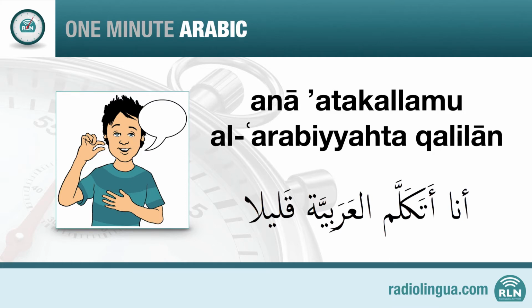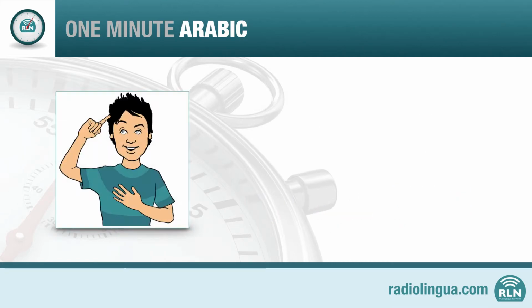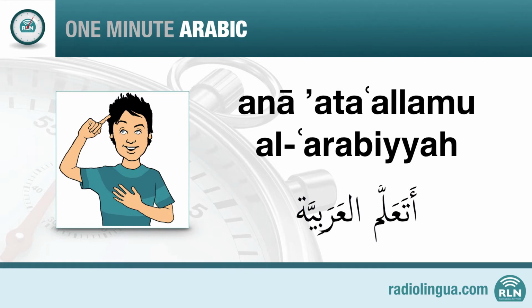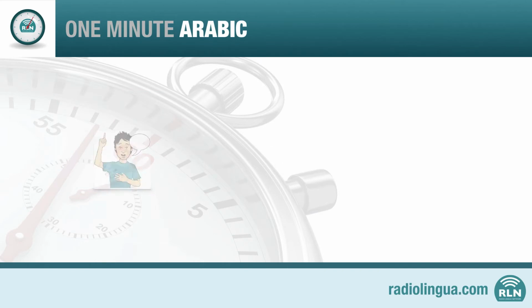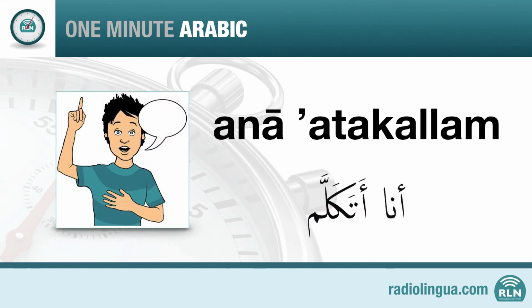Today we're going to learn how to say I'm learning Arabic. You would say أنا أتعلم العربية. Now that probably sounds quite familiar. The phrase for I am learning is very similar to the phrase for I speak. Murad, can we hear I am learning again? أنا أتعلم. And what is the word for I speak? أنا أتكلم. So there's just one sound different in those two phrases.